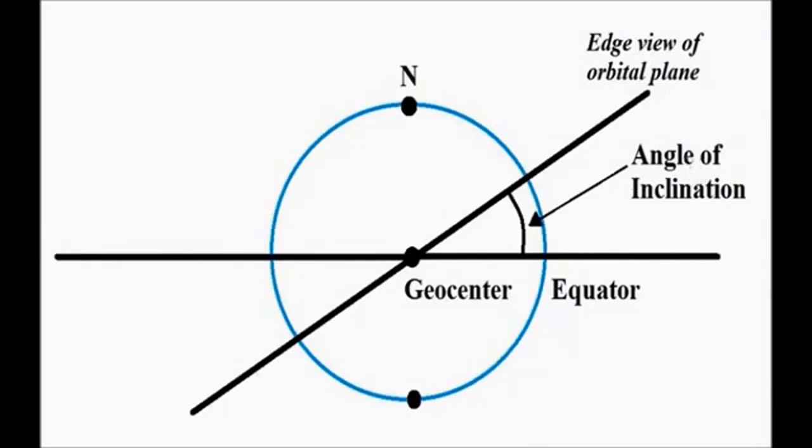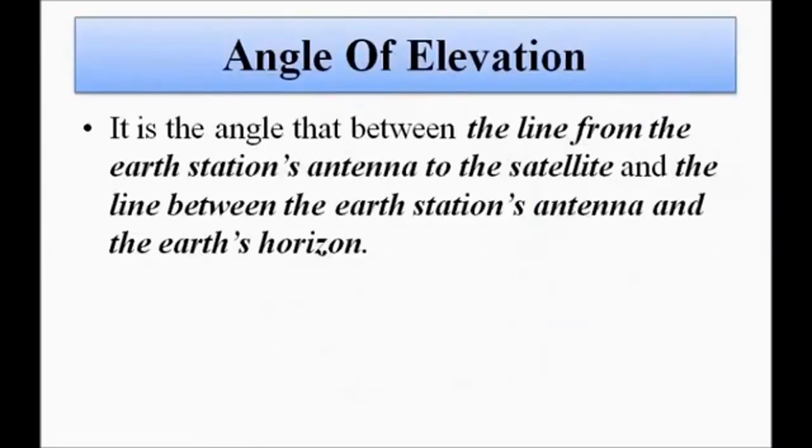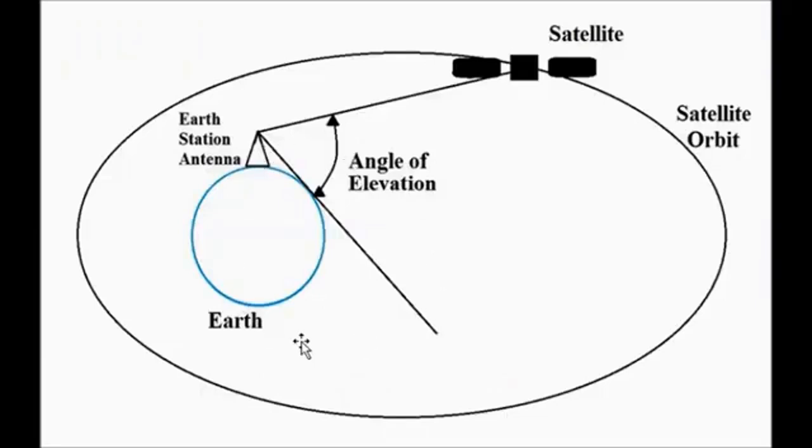So the next parameter is the angle of elevation. For that, let us look at this figure. So this is Earth, on which the Earth station antenna is located. The angle of elevation is the angle formed between the first line, which starts from the Earth station antenna and reaches the satellite, and the second line, which starts from the Earth station antenna and goes to the Earth's horizon.